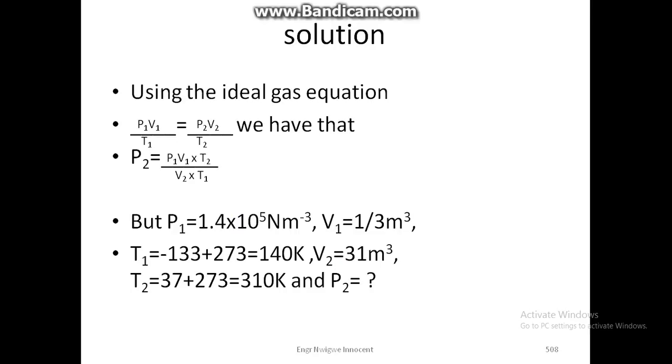V2 is 31 meter cubed. T2 is equal to 37 plus 273, which is equal to 310 Kelvin, and P2 is unknown.